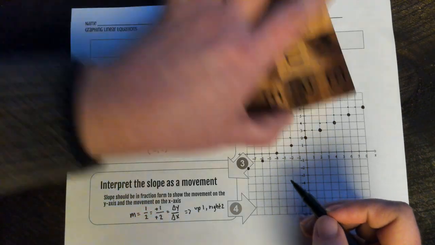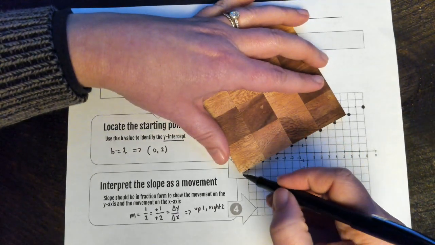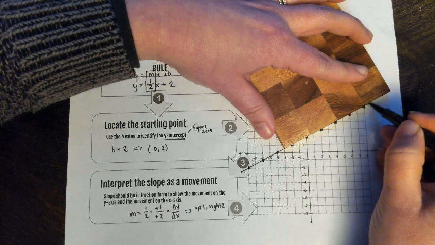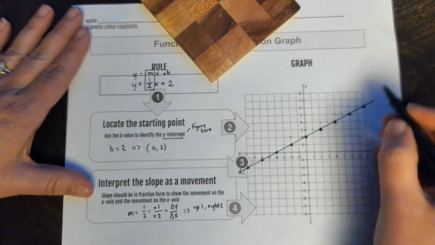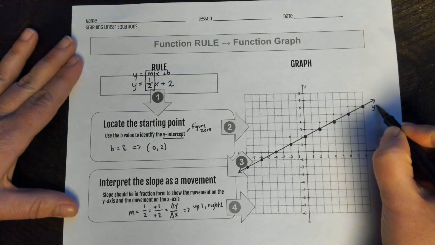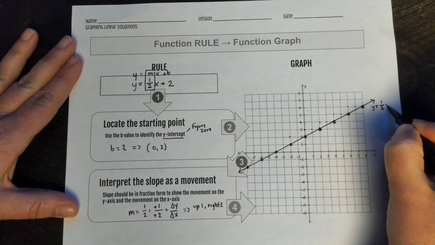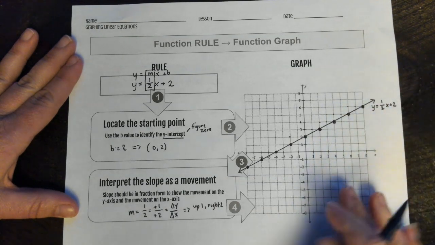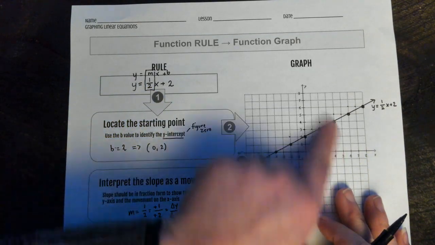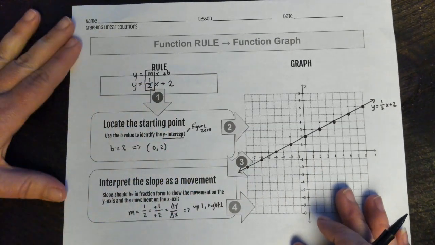I'm going to take a straight edge, and my straight edge is not as large as I want it to be, but that's okay. So I'm going to slide to make that better. There you go. And I'm going to put my arrows at the end. So the last thing I'm going to do is in the upper right corner or the lower right corner, depending on your line, I'm going to label it with the rule that I got as my given. So here is the line that represents the rule y equals 1/2 x plus 2.